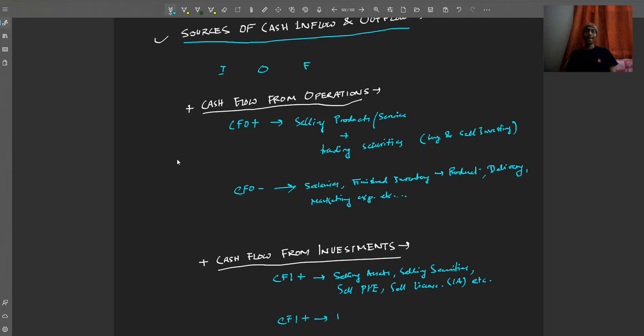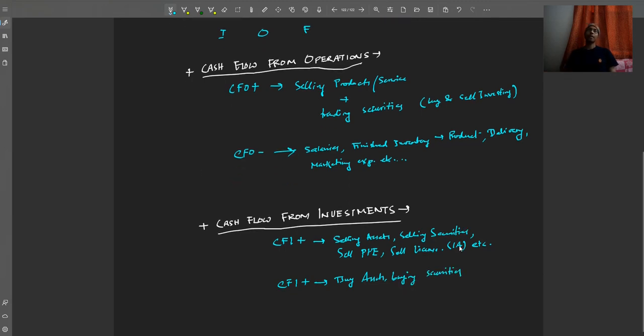A few examples of outflows: obviously buying assets, buying securities, right? Then buying property, plant and equipments, buying land and PPE, buying licenses or technologies, buying patents.